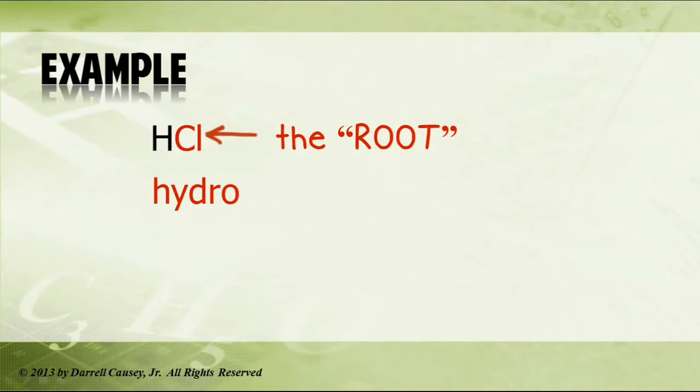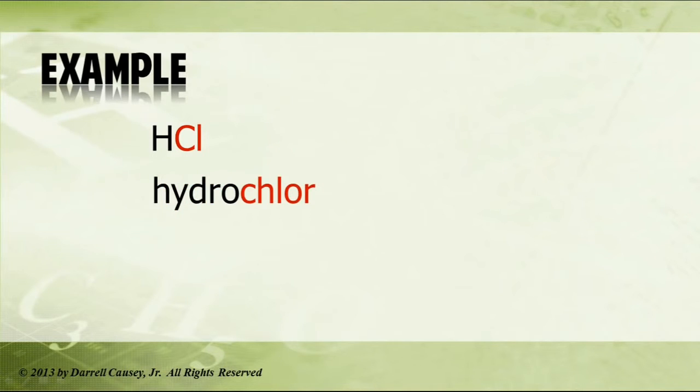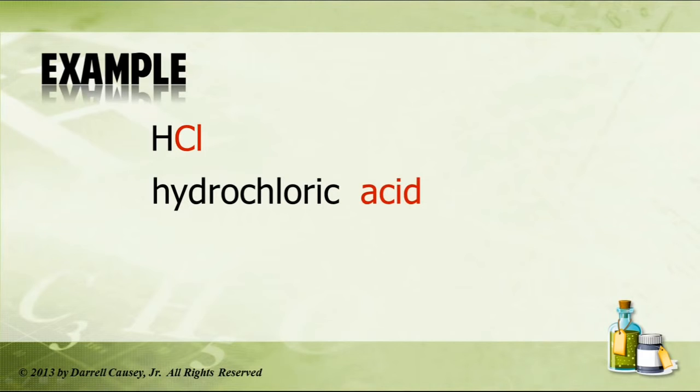Here's an example. HCl. There's my H, so I say hydro. There's my chlorine, and the root for chlorine is chlor, so hydrochlor. Add IC, hydrochloric, and say acid, hydrochloric acid. Now, if you need to review that, rewind and go through it again.